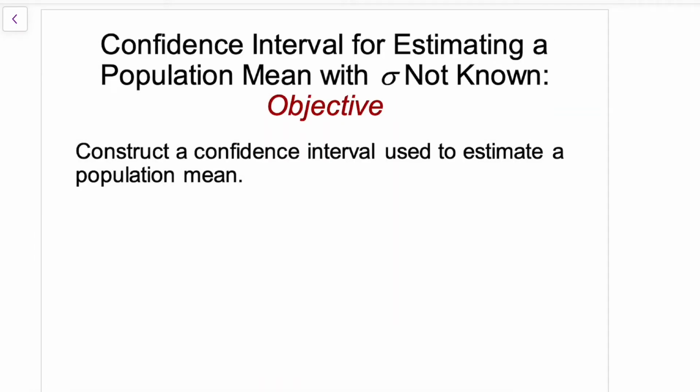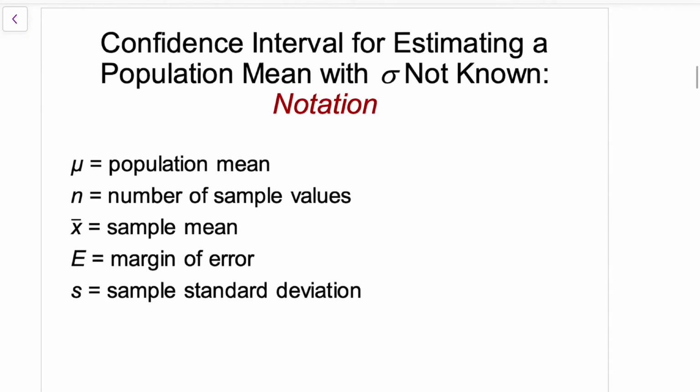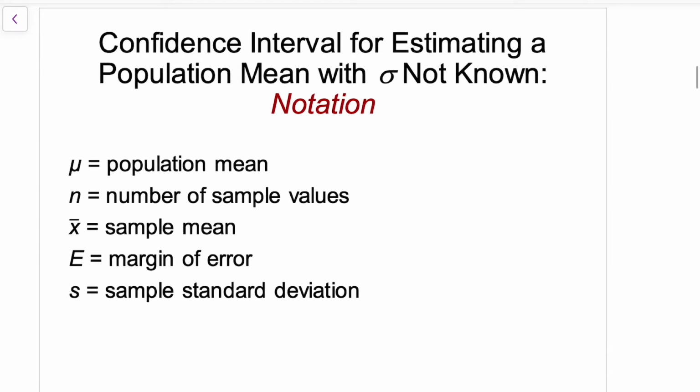Okay, our initial goal is going to be to construct a confidence interval used to estimate the location of the population mean. So just like in the previous section, we want some notation. Mu is going to be our population mean. X bar is going to be our sample mean. N is going to be the number of values of the sample. E will be our margin of error, and S will be our standard deviation of the sample.